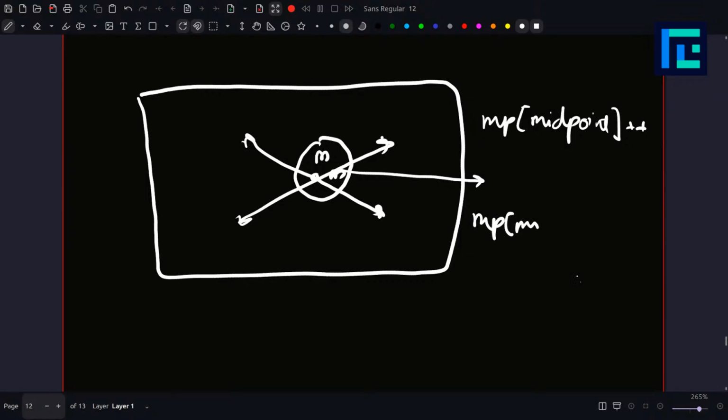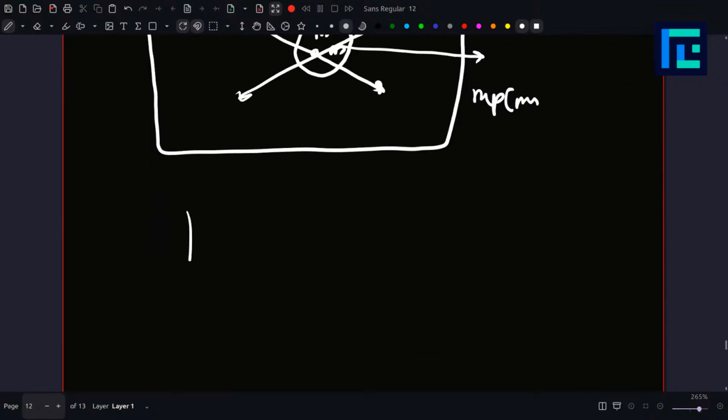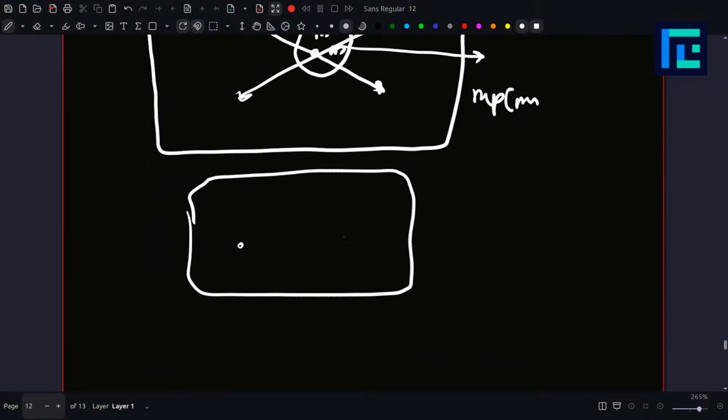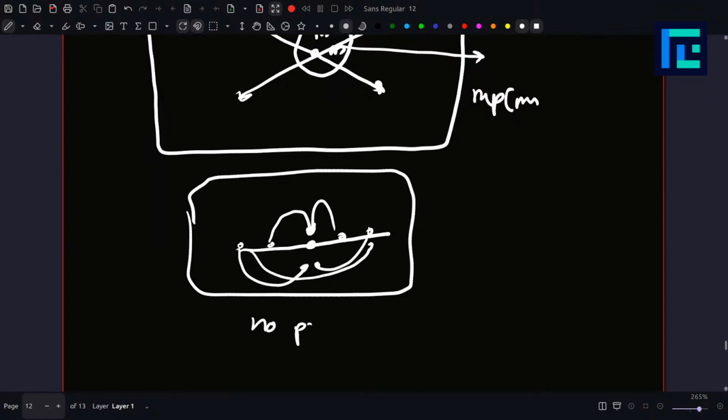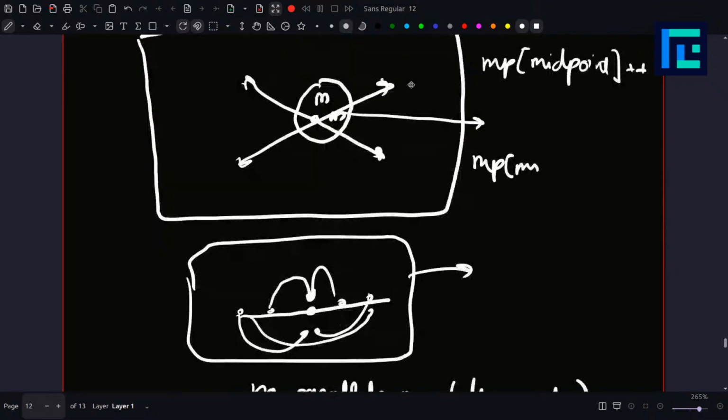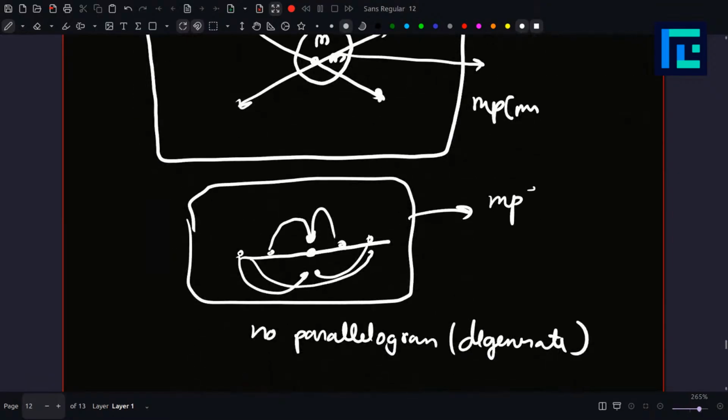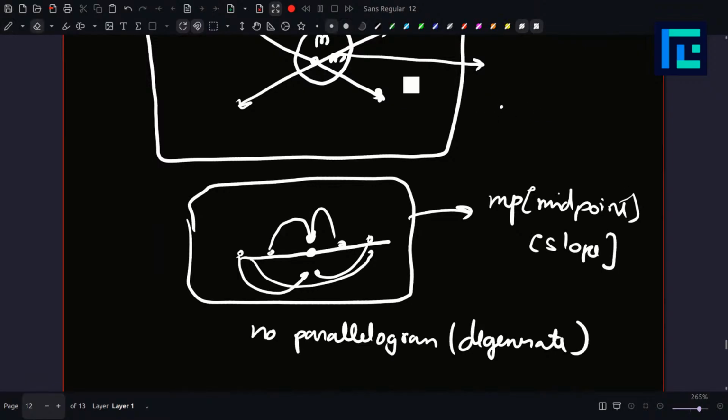One thing we should notice: what if the lines were something like this? What if we had 2 points like this, and these two's midpoint is also here, and these two's midpoint is also here only, right? But this is along the same line, so no parallelogram is formed since it's degenerate. So in this case, we don't need to add. So we also need to keep track of slope. We'll also have a map of midpoint slope. For each midpoint, what is the slope? And we need to keep track of that.